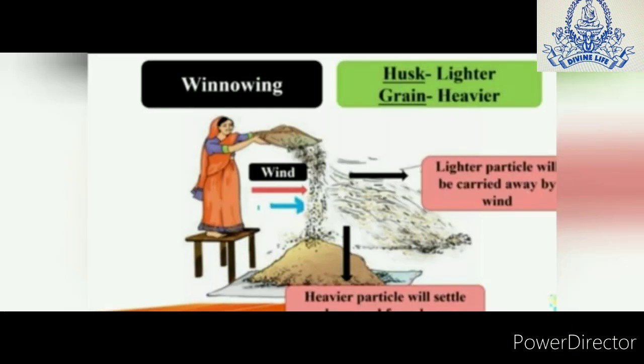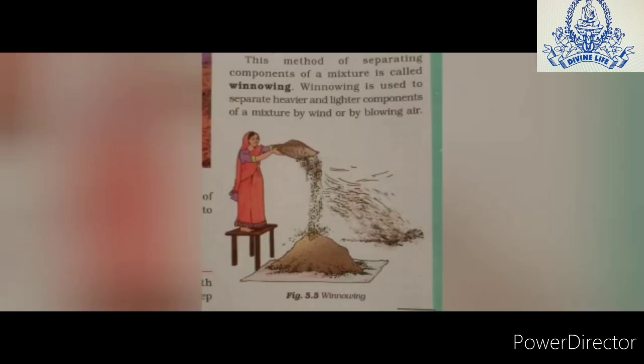Now we will take another method, that is winnowing. When a farmer threshes wheat crops in his field, he gets a mixture of wheat grains and husk. This method is based on the fact that husk is very light whereas wheat grains are comparatively heavy. Winnowing is the method of separating husk from wheat grains with the help of wind. So we can say that winnowing is used to separate heavier and lighter components of a mixture.